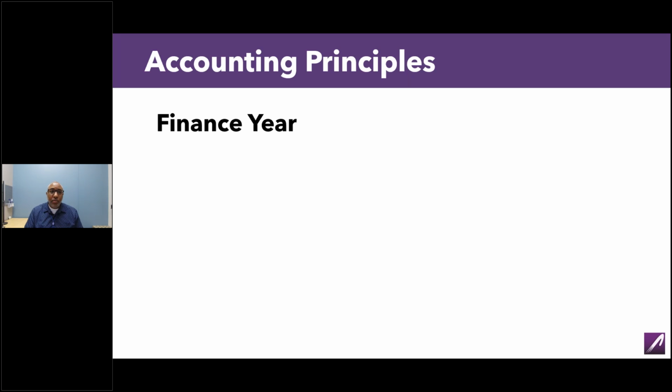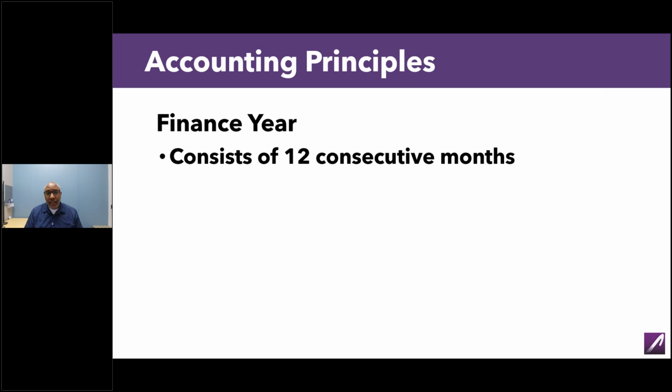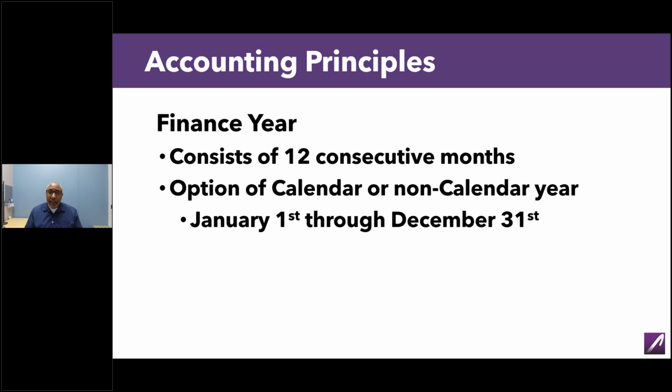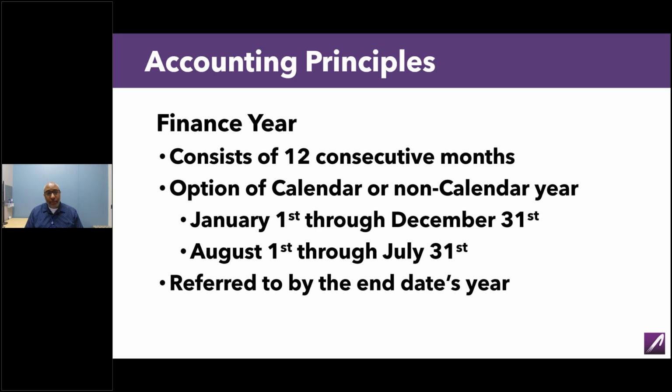Every church, or every organization or business that brings in money and has bills, will work on a finance year. This will consist of 12 consecutive months. You have the option of calendar year or non-calendar year. The calendar finance year runs from January 1st through December 31st. And lots of churches and organizations and companies use a non-calendar year so that the closing of their books doesn't interfere with their busy season. An example of that is August 1st through July 31st.